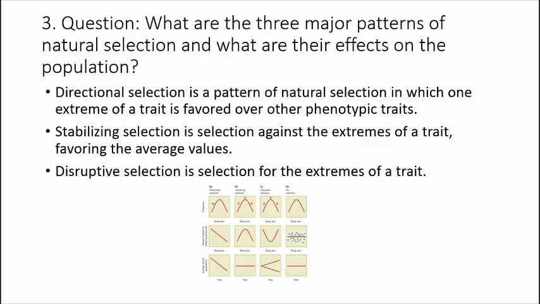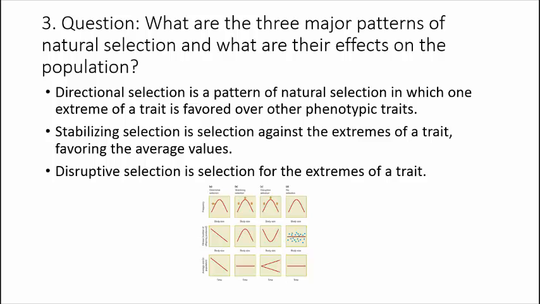Stabilizing selection is selection against the extremes of a trait, favoring the average values. Over time, the genetic diversity is reduced for the population, as the frequency for the average traits increase and the frequency for the extreme traits decreases.